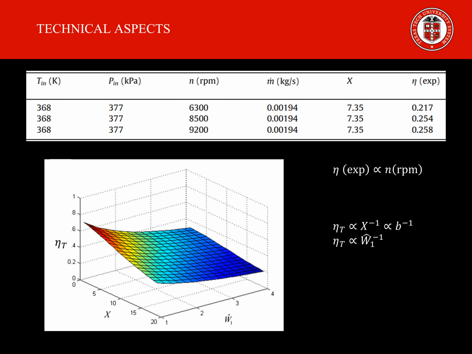Predictions of thermal efficiency, represented in 3 dimensions, is inversely dependent on the dimensionless parameter x and relative velocity at the inlet. Keeping in mind that both rely on separation, the conclusion is drawn that efficiency improves if the disks are moved closer together, reducing the gap.